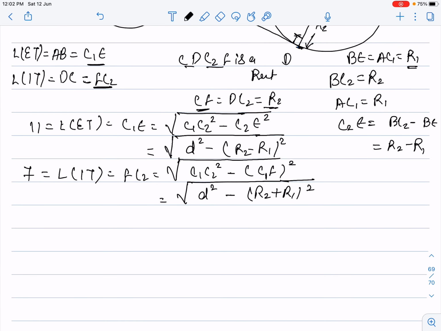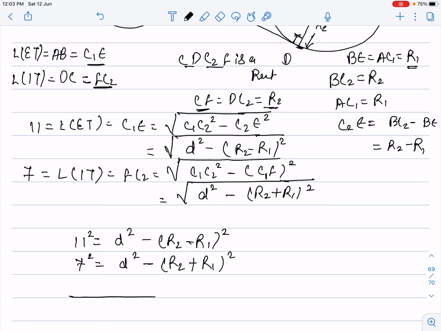We'll be going to do the whole square on both the sides. So 11 square is equal to d square minus r2 minus r1 the whole square it will be. Then 7 square is equal to d square minus r2 plus r1 the whole square it will be. Now guys, let's subtract these two equations. So 11 square minus 7 square plus d square minus d square plus of r2 plus r1 the whole square minus r2 minus r1 the whole square will be becoming what? 11 square minus 7 square.